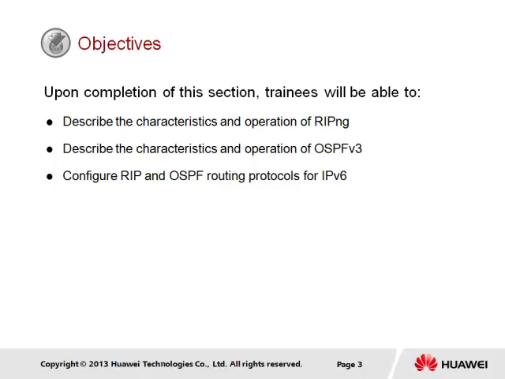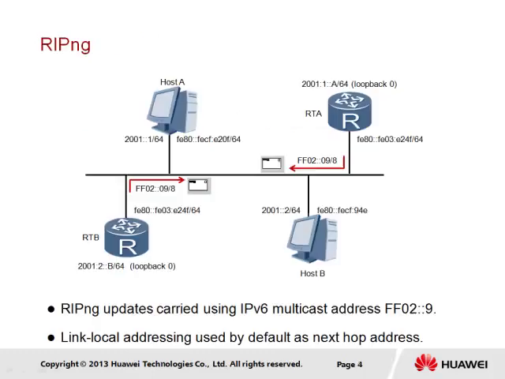So upon completion of this section, it is generally expected that trainees will be able to describe the characteristics and operation of RIPng, describe the characteristics and operation of OSPFv3, as well as configure RIP and OSPF routing protocols for IPv6. We begin here by taking a look at the next generation of RIP routing protocol developed to support IPv6 networks, that is aptly named RIPng.